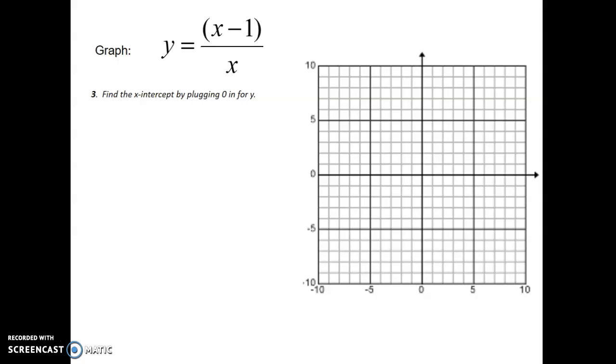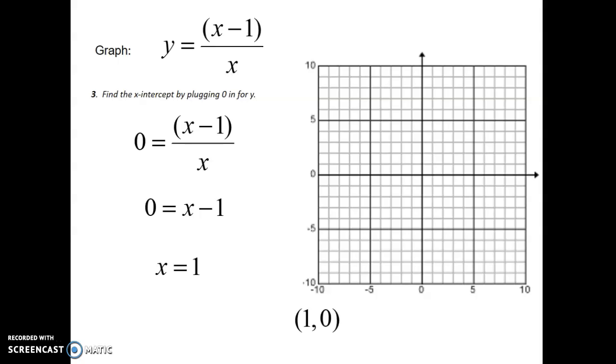Step 3, the x-intercept, plugging 0 in for y and solving for the numerator. So we have x minus 1 equals 0. Solve for x, you get 1. So we're going to put this as a point, 1 comma 0, and plot that point on our coordinate plane.